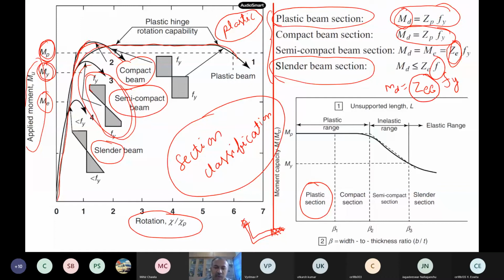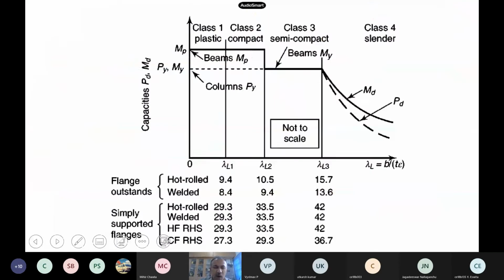So the limits for compact, semi-compact, slender, we have already shown you. That table is given in the IS code. So if I have an I section, these are the limits: 9.4 times epsilon, 10.5 times epsilon, 15.7 for welded sections. So these are the limits actually. So before you do the beams, you have to classify. One is the shape factor, plastic modulus, that is one calculation. The next step is you have to classify your section.